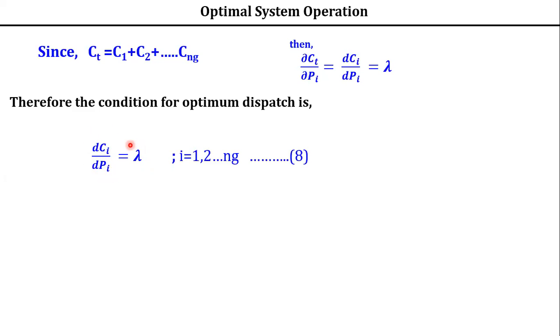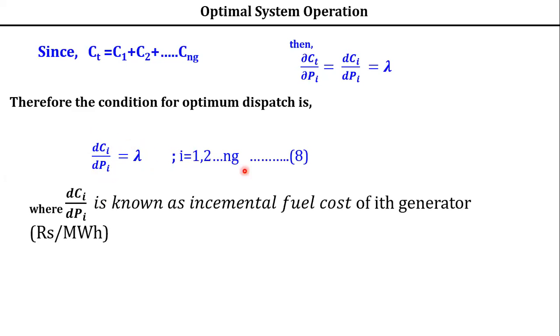Now I am going to expand this one. That means if you have i equal to 1 to Ng, I am going to expand this one. So that's what I said, dCi by dPi is known as the incremental fuel cost of your ith generator. And the unit of this incremental fuel cost is rupees per megawatt hour. What is the unit of the total production cost? Rupees per hour. But for incremental, when you take the derivative of your cost function, whatever you get is known as the incremental fuel cost. The unit will be rupees per megawatt hour.